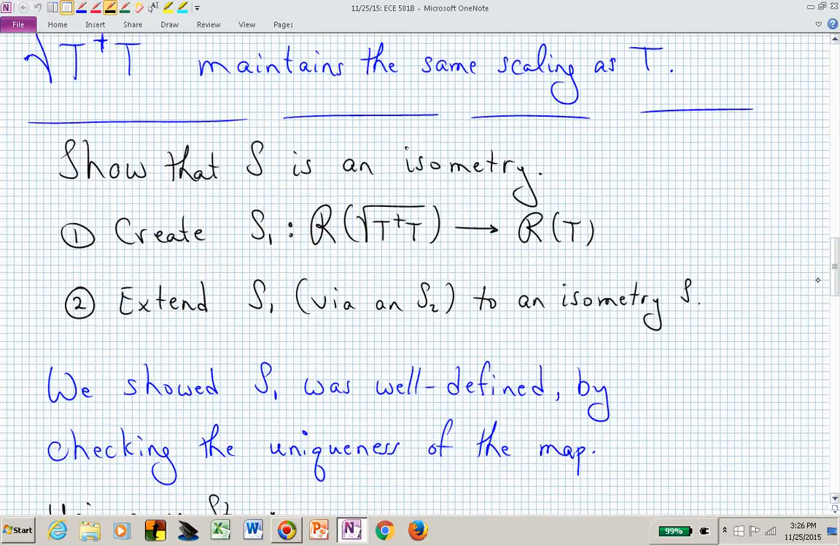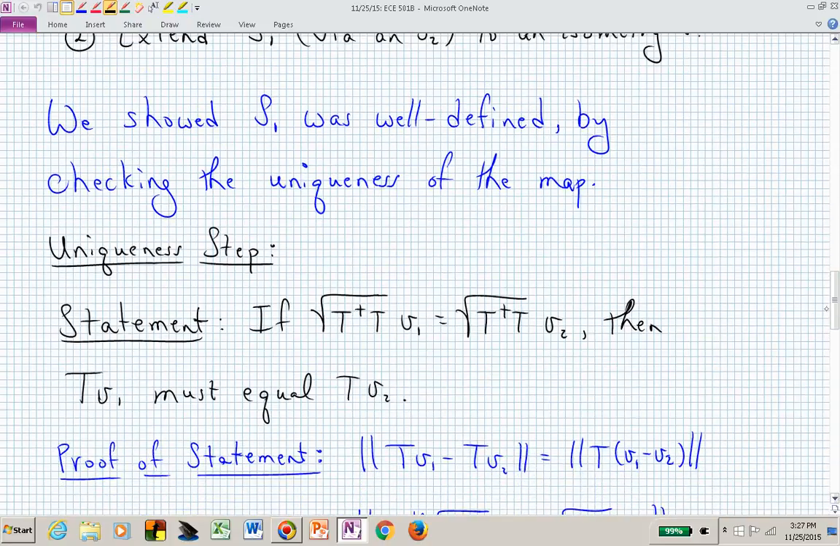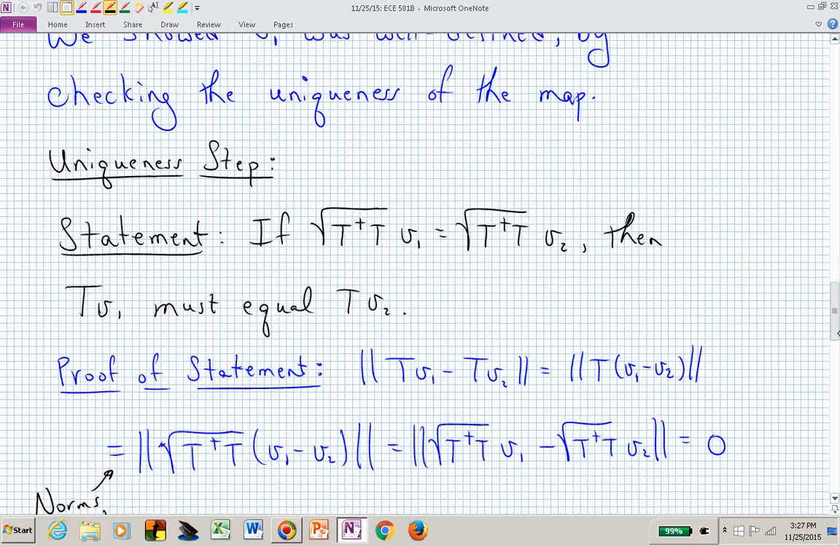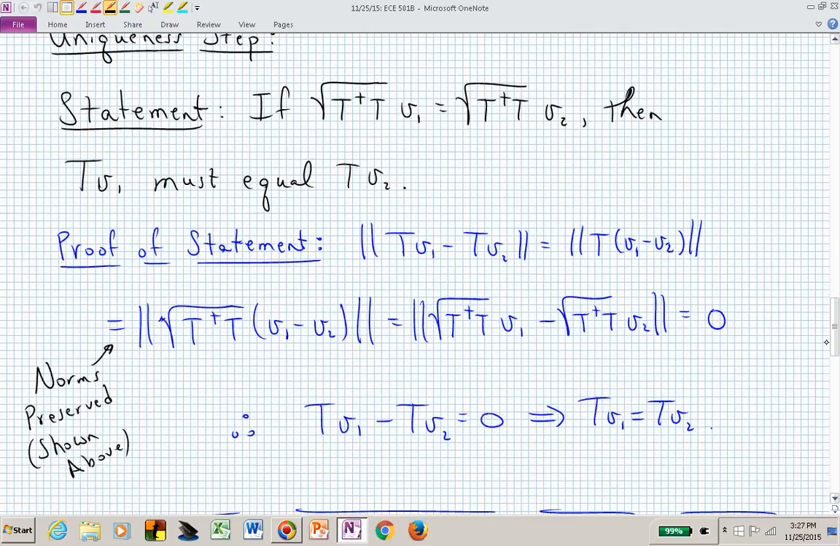We showed that S1 was actually well defined by checking the uniqueness of the map. That means that S1 will be well defined if this map is unique, which says that if we operate on a vector V1 with the square root of T dagger T and operate on a vector V2 with that same operator, then that must mean that T operating on V1 must equal T operating on that consistent vector V2. And we showed that last time, and this is the proof of that statement.